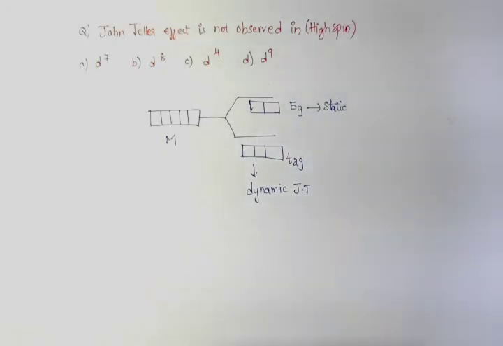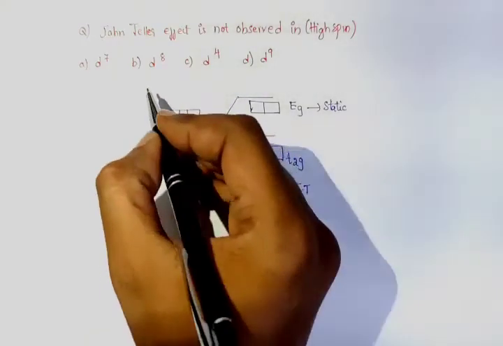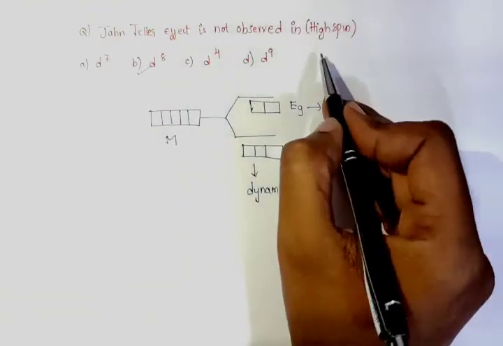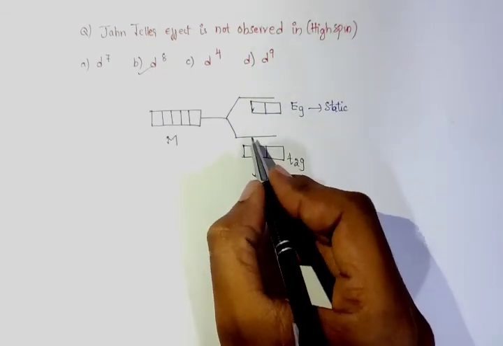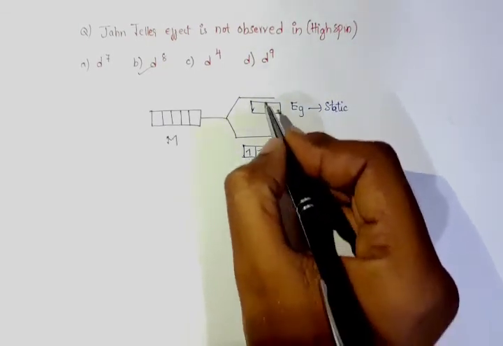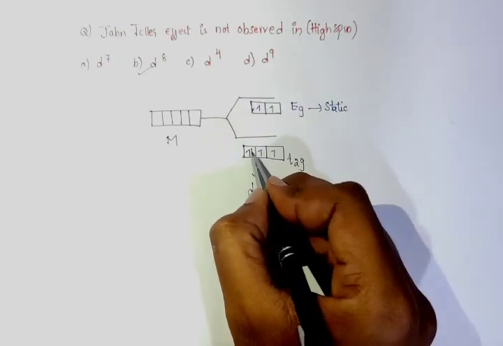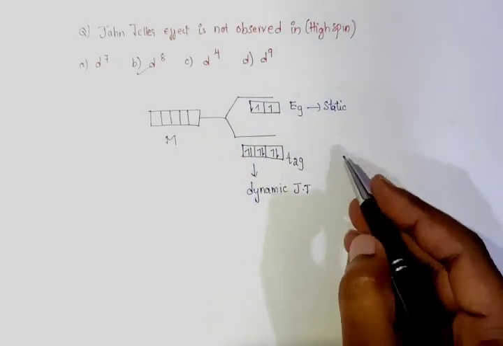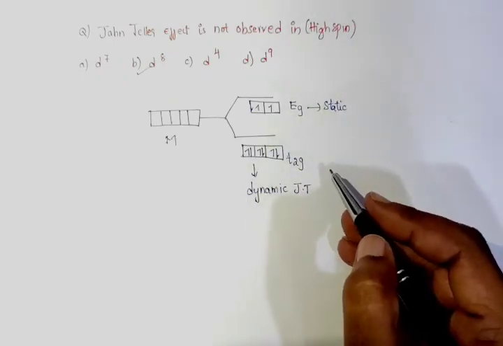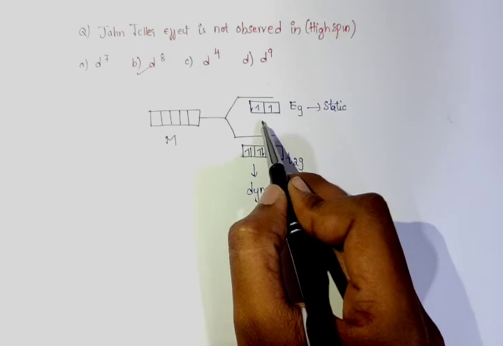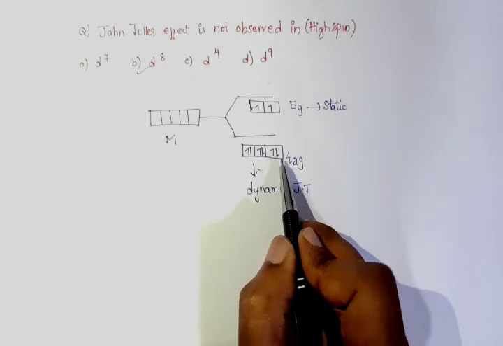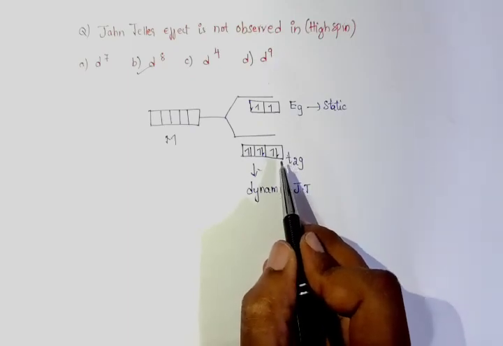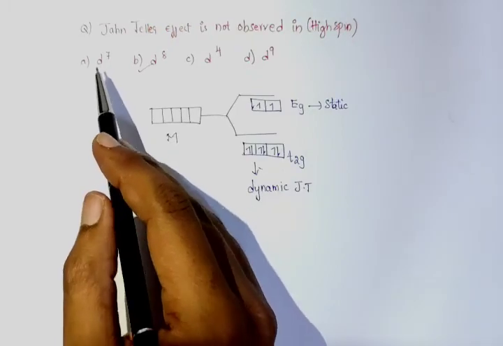See in the options, we have to make the filling of electrons, that is the distribution of electrons. Let's consider d8. They have given high spin, that means we don't have to consider pairing. So d8, I start filling it: 1 2 3 4 5 6 7 8. In both cases they are symmetrically filled. Here these 2 orbitals are filled with 2 electrons each, and here it is also symmetrically filled. Then there is no Jahn-Teller distortion. So the correct option would be d8.